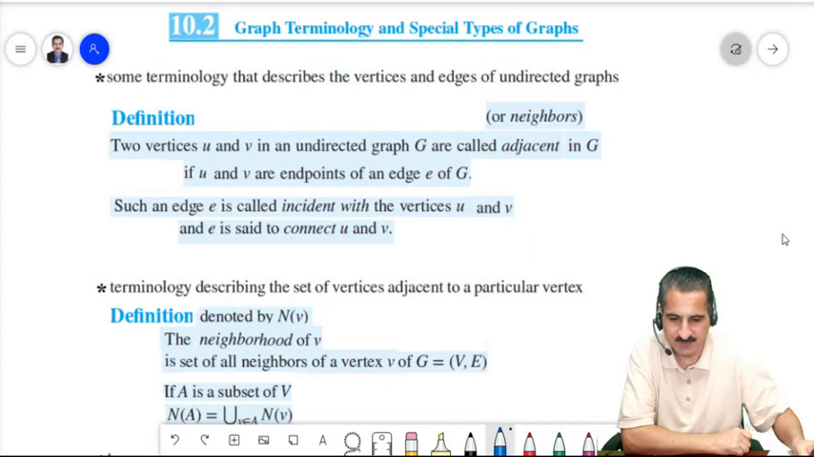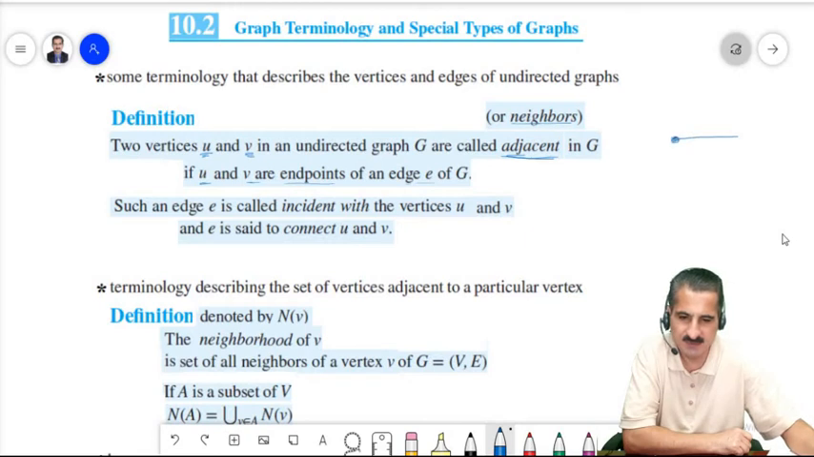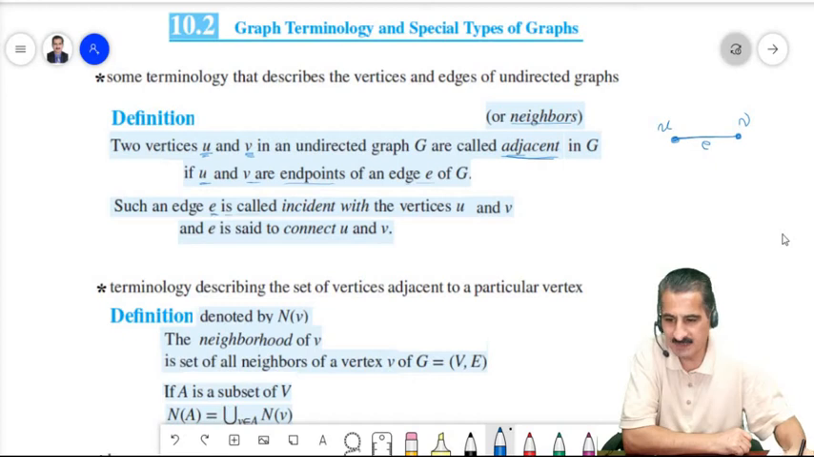We will say that two vertices U and V in an undirected graph are called adjacent or neighbors if there is an edge that connects them. If U and V are endpoints of an edge, simply it is this way. If U is a vertex of some edge E and V is another vertex of the same edge, we will say that the edge E is incident with the vertices U and V. It is incident with these two vertices it connects. So we will call it incident.